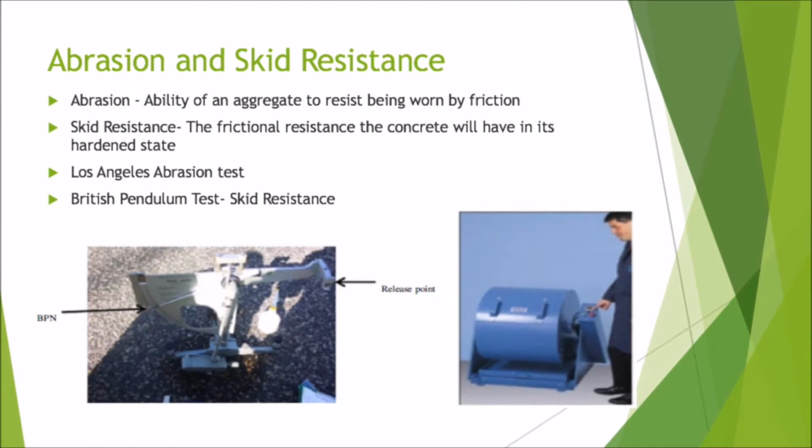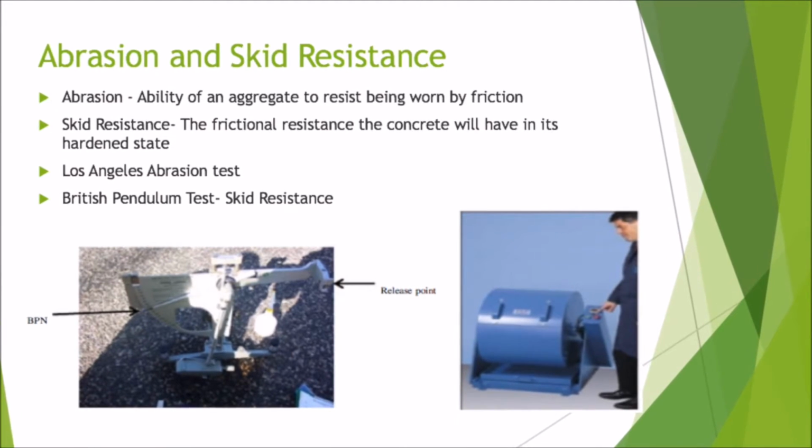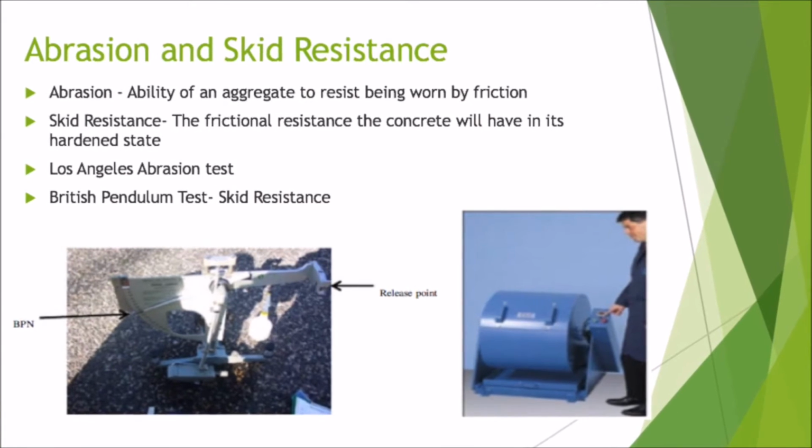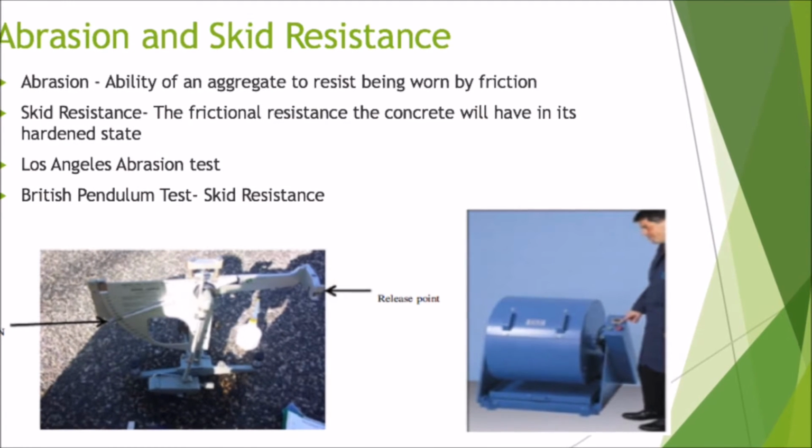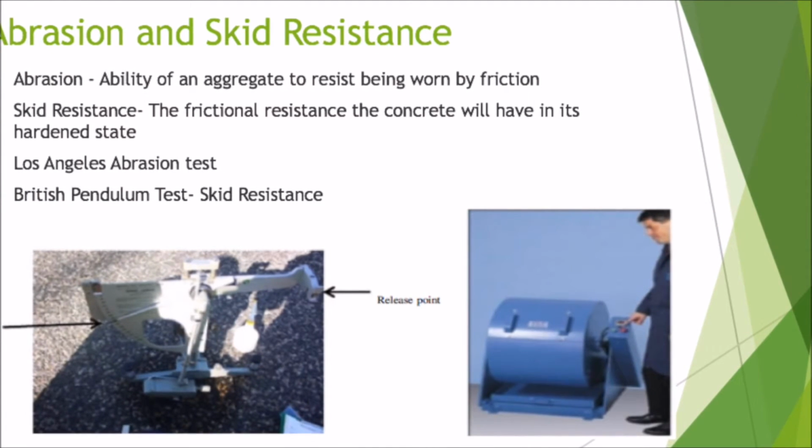Abrasion is the ability for the concrete to be able to resist wear by friction. Skid resistance is what the concrete will have in its hardened state. On the left, the British pendulum test. The Los Angeles abrasion test is shown on the right-hand side.